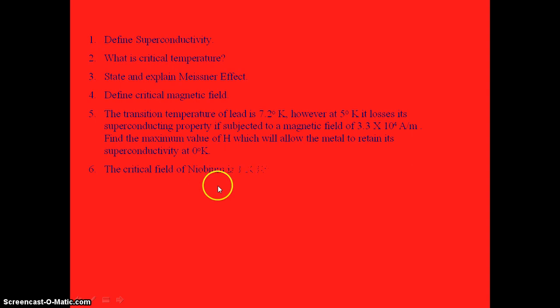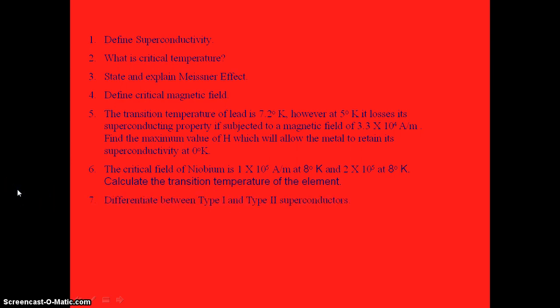Next numerical is the critical field of niobium is 1 into 10 to the power 5 ampere per meter at 8 degree Kelvin and 2 into 10 to the power 5 at 8 degree Kelvin. Calculate the transition temperature of the element, right? Next question, differentiate between type 1 and type 2 superconductors. This is also an important question, right?